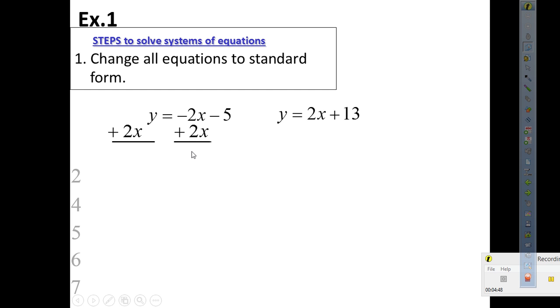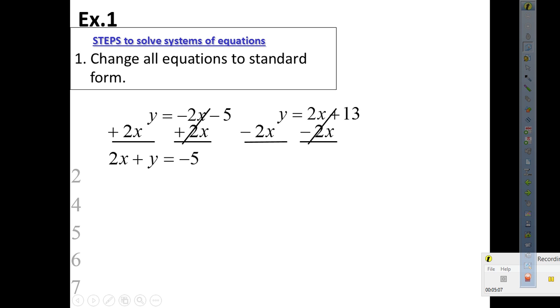So I'm left with 2x plus y equals negative 5. So what do I do here? Subtract 2x to each side, and we're left with negative 2x plus y equals 13. Copy that, please. And those are standard form.